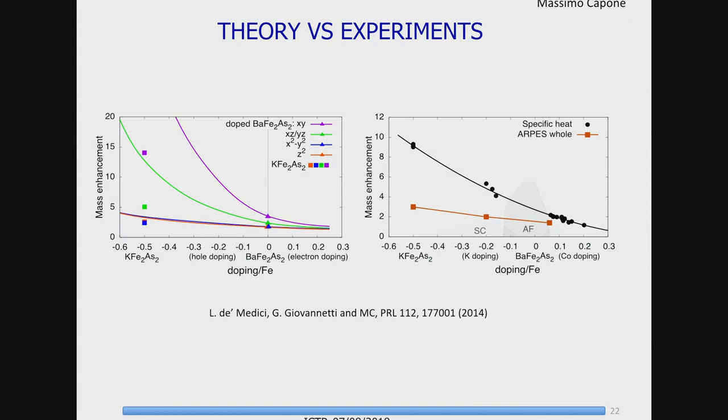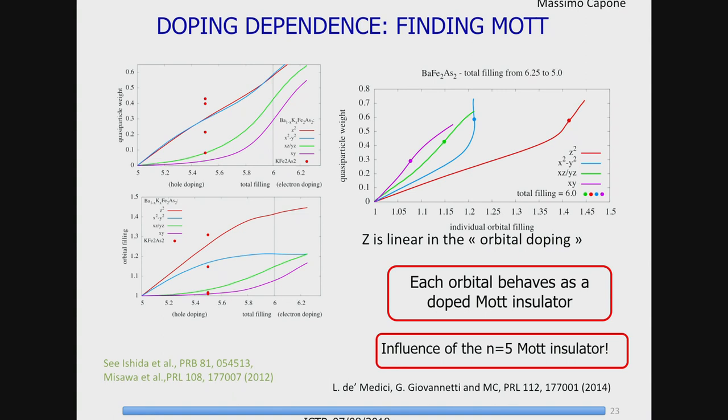Now I can dig a little deeper into this. So here, this is basically the same plot as before. Before it was the effective masses. Now I plot the Z's. This is useful because now you see that 6 is the actual materials. 5.5 is potassium 1 to 2, which is the maximum hole doping you can actually do. But now, in theory, I can take the liberty to go all the way down to n equals 5.